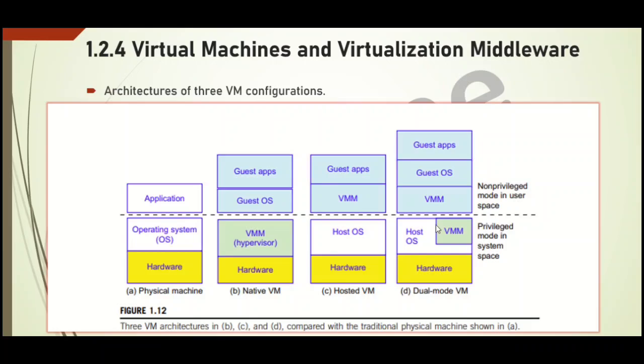Then the fourth one is dual mode virtual machine. See, in this architecture, the layers are hardware layer, then host operating system, then virtual machines split into privileged mode and non-privileged mode, then guest operating system, then guest applications. The virtual machine monitor works in two ways. One part has direct control of the hardware, that is privileged mode, and another part runs on the host operating system, that is non-privileged mode.